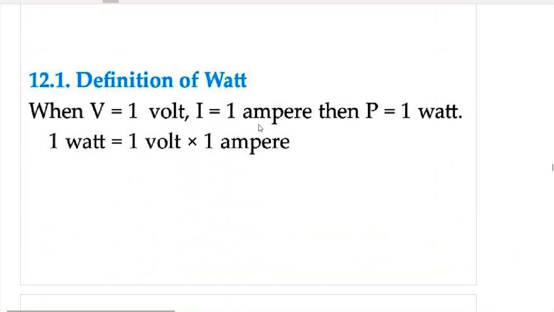Let's define watt in context of electricity. We know that 1 watt is the amount of power developed when 1 joule of work is done in 1 second. That formula for 1 watt we have learnt in class 9th, but in class 10th we will again redefine 1 watt in context of electricity. So when voltage is 1 volt, when current is 1 ampere, power can be said to be 1 watt. So 1 watt is equal to 1 volt into 1 ampere. Very important definition.